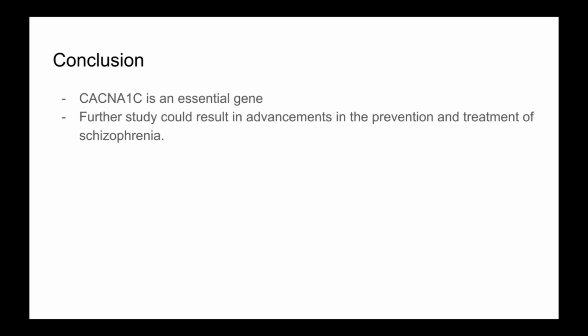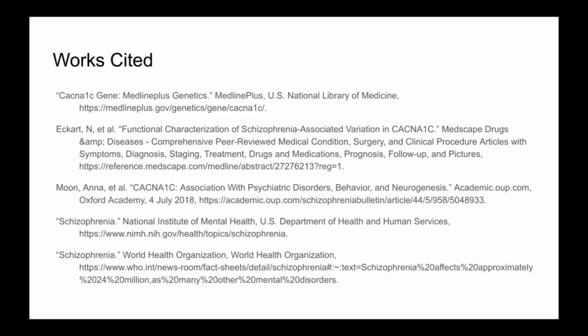Knockout experiments in mice displayed decreased mental function, but no deadly effects. Research shows that SNP RS1006737 is strongly associated with schizophrenia. Further study could result in advancements in the prevention and treatment of schizophrenia, which could change the lives of many people who suffer from this disease.